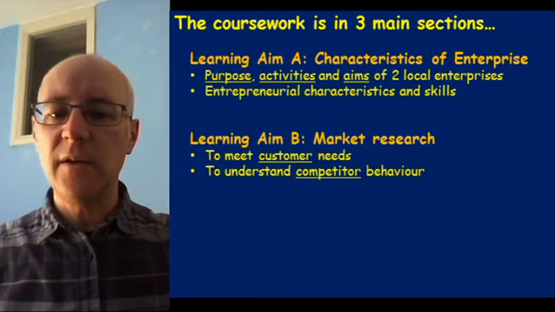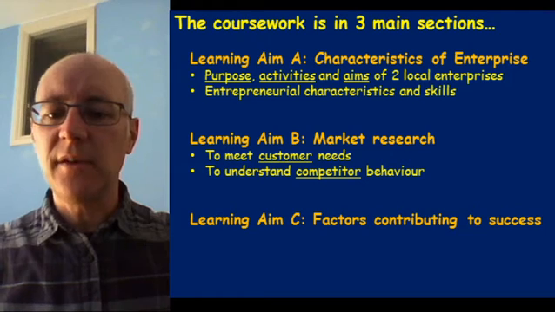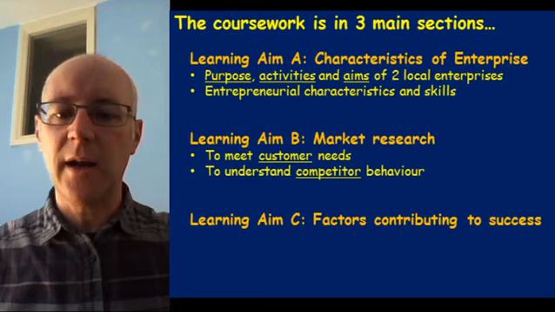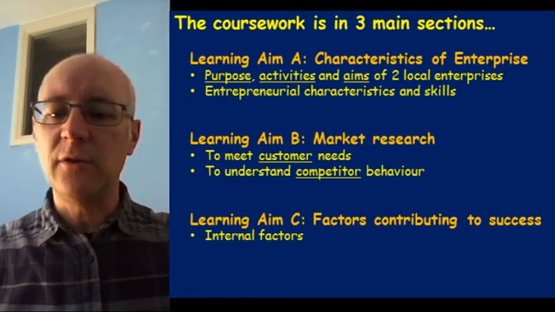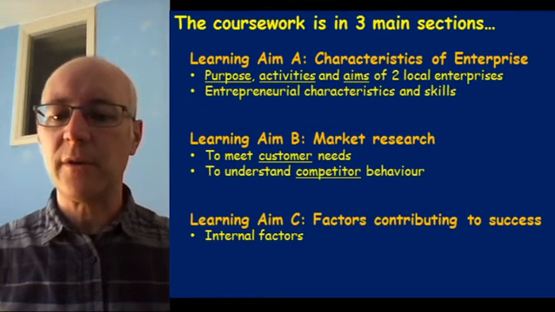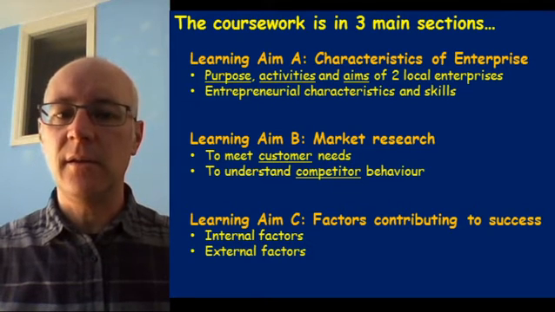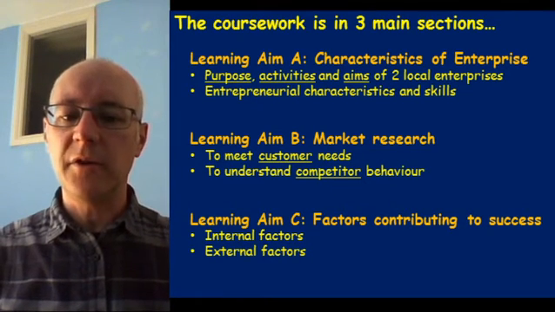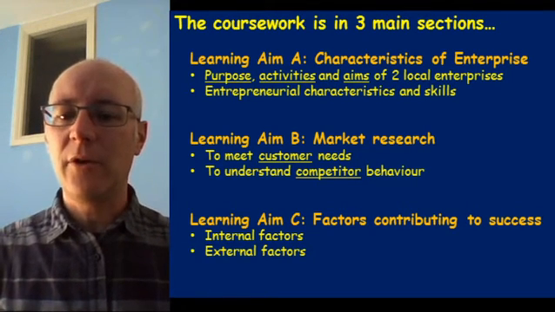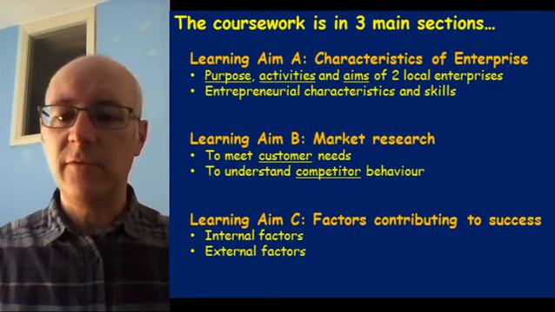So watch these videos to make sure that you understand exactly what you need to do. Then Learning Aim C is about factors contributing to success. We've talked about it in class, certainly in my class, and those are to do with the internal factors, the things that the business does have control or influence over, and external factors, those things that are outside the business's control. Big one at the moment obviously is the coronavirus, an external factor. The businesses can't control that and stop the coronavirus from happening, but they do need to respond to it and try to remain successful if possible through it.